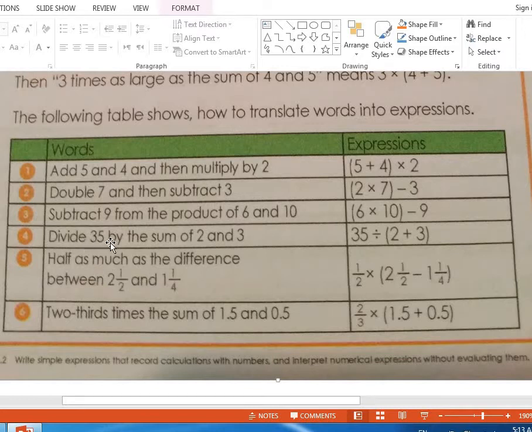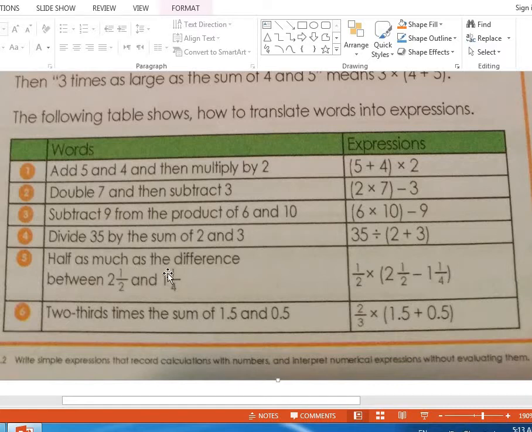Divide 35 by the sum of 2 and 3. I have here 35. The sum of 2 and 3 is 2 plus 3. Okay? So 35 divided by 2 plus 3 in brackets.